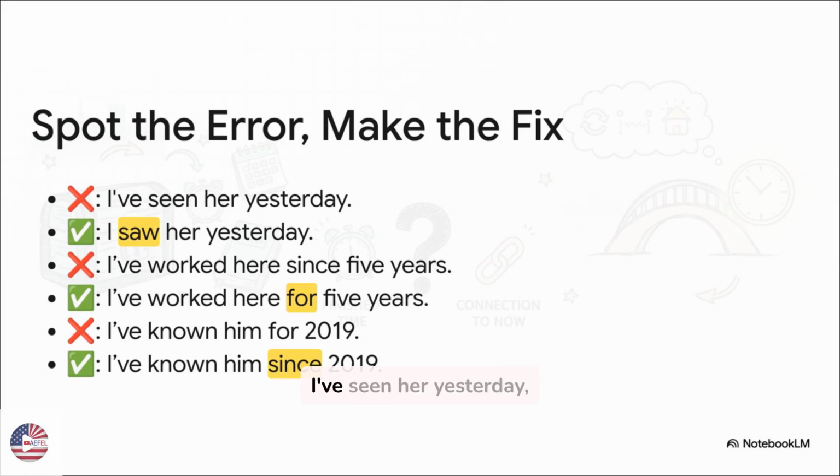That first one, "I've seen her yesterday," is a classic clash. The present perfect wants a connection to now, but yesterday is a finished time. They can't go together. You need the simple past, "I saw." The next one mixes up since and for. 5 years is a period of time, a duration, so it needs for. And for the last one, 2019 is a specific starting point, so it needs since. See? It all goes back to those core rules.